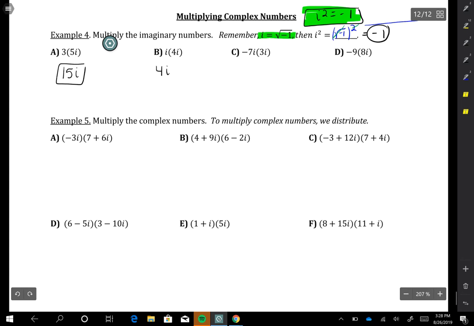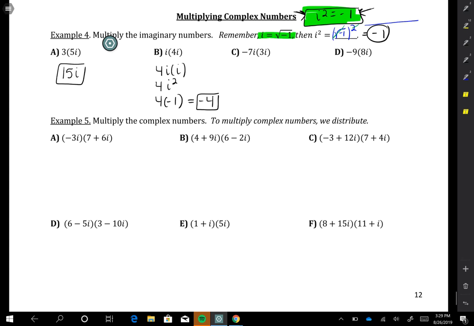Letter B, however, is i times 4i. So I could write that in a different order: 4 times i times i. Well, i times i would be i squared, and remember, i squared is -1. So we substitute -1 in for i squared, and 4 times -1 is -4. As a rule of thumb, the only kind of i you will have in an answer is a single i. You will never have an i squared, an i cubed, an i to the 4th, etc.